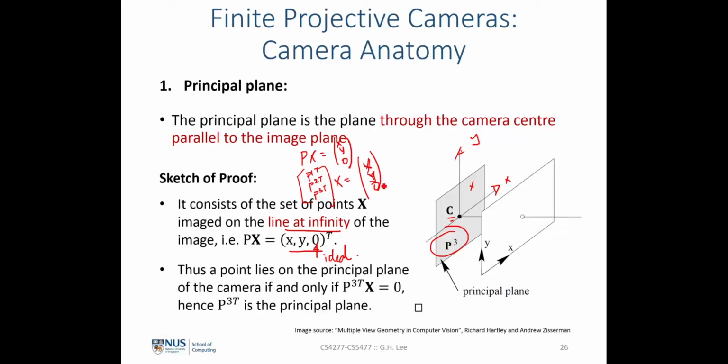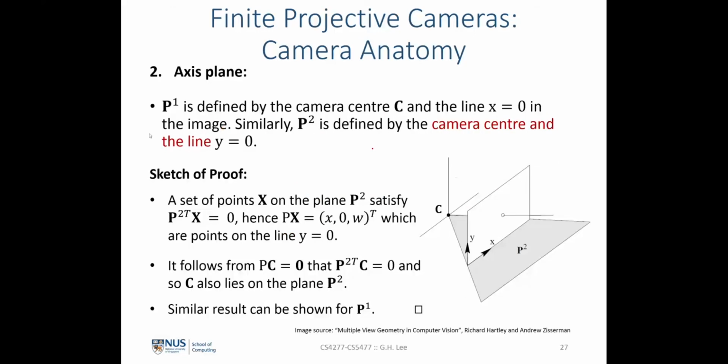Since the third element of the projection must be 0, it simply means that the last row of the projection matrix multiplied by X must be equal to 0, which gives rise to this equation: P3 transpose X equals 0. Since we have defined X to be any point lying on the principal plane, this relation defines the incidence relation. It says that X, which lies on the principal plane, must also lie on the plane defined by P3 transpose, and hence P3 transpose must be the same as the principal plane.